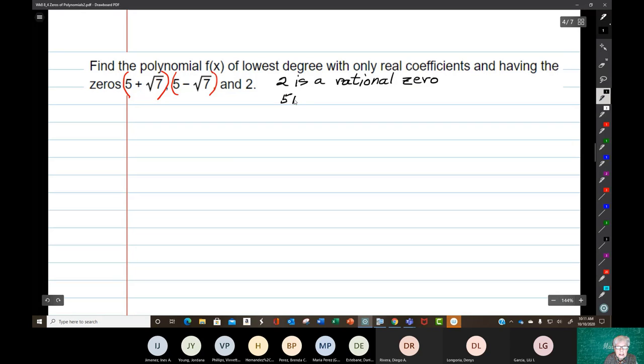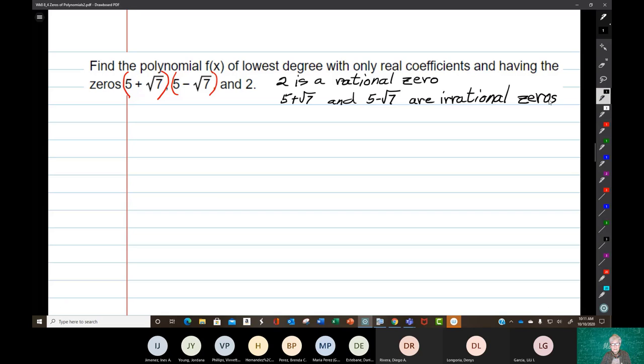5 plus the square root of 7 and 5 minus the square root of 7 are irrational zeros. Something is irrational when it can never be made into a fraction. Two can be made into a fraction just by putting it over one, or four over two, or eight over four, anything that equals two.